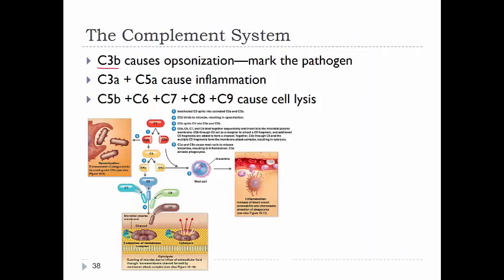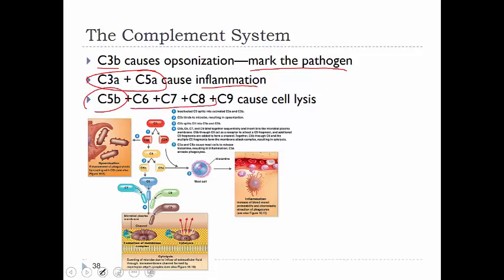So C3b causes opsonization, which allows us to mark the pathogen. C3b literally binds to the invader and marks it as something that can be grabbed a hold of. It makes it easier for the phagocytotic cells to grab the pathogen. C3a and C5a go along on their merry way and actually help cause inflammation. They're going to cause chemotaxis and the bringing of all the immune system molecules to this location.